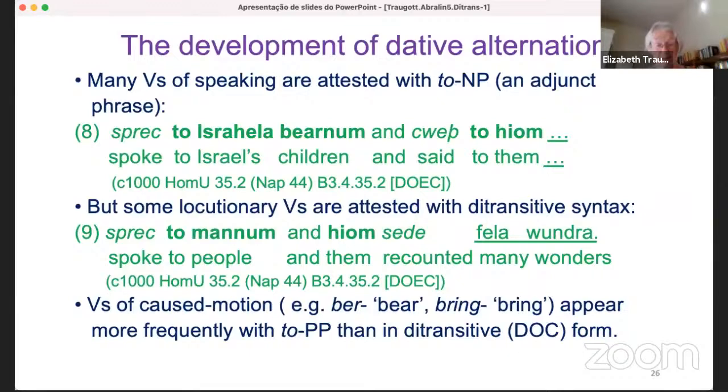So the verbs of caused motion, such as bear and bring, appear more frequently with a to prepositional phrase than in the ditransitive form, though they can occur there. The point of this slide is that some verbs, other than give verbs, are attested with the to prepositional phrase, sometimes in variation, and they were coexisting with the give construction, which was mainly used in the double object construction.